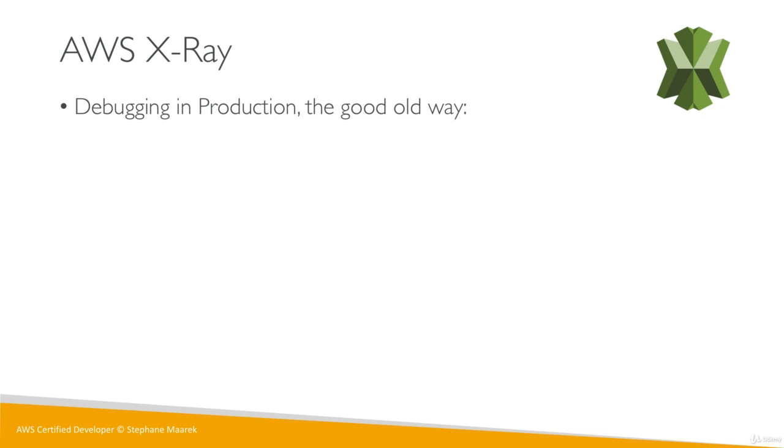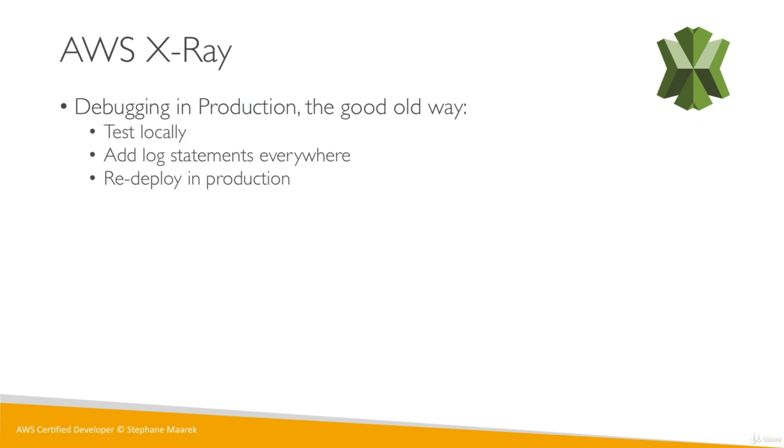So when you do debugging in production, and I have debugged applications in production in the past, the good old way is test locally, add log statements everywhere, and redeploy in production. And from the logs, try to figure out what is breaking, what is happening. It's pretty painful. It's not best practices. Obviously, there are better ways of doing things. I'm just oversimplifying things here, but you get the idea. Debugging in production is not fun.